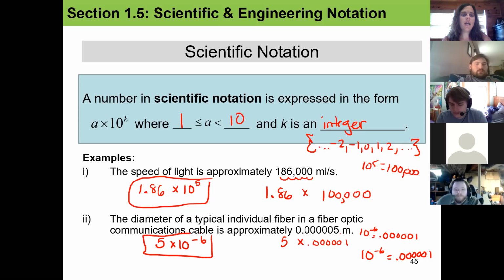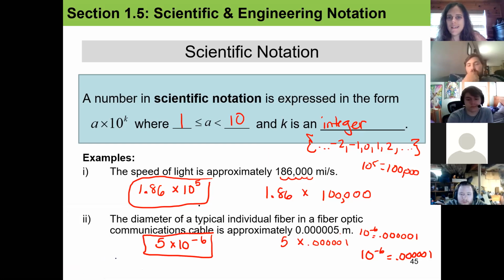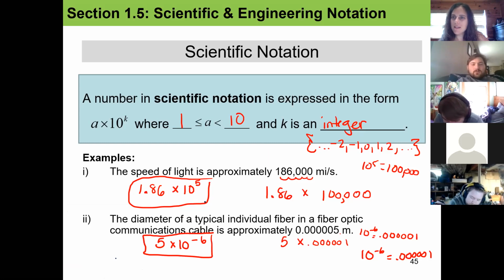That makes it easier. Now I am missing something on my numbers in both of these examples. What am I missing? Like the miles and meters. Yeah. So this is going to happen to me from time to time. I'm going to accidentally leave off my units. So you've got to keep me honest up here. So this is miles per second and then meters.